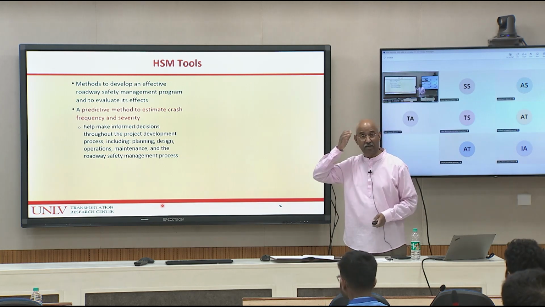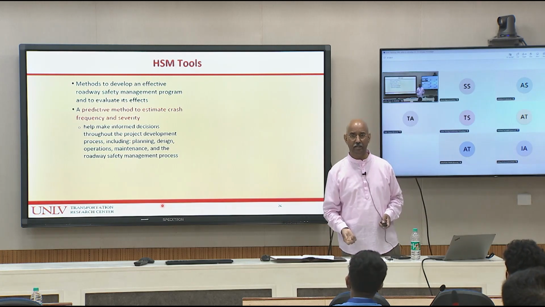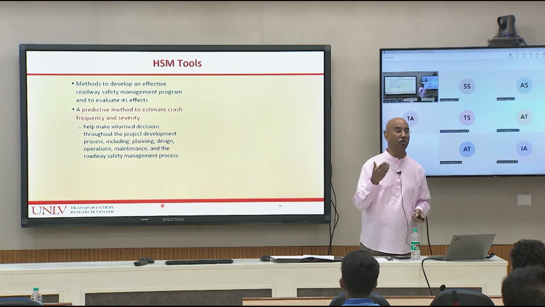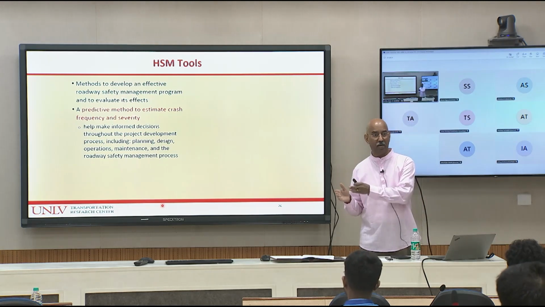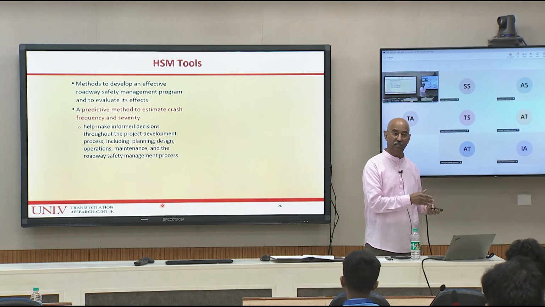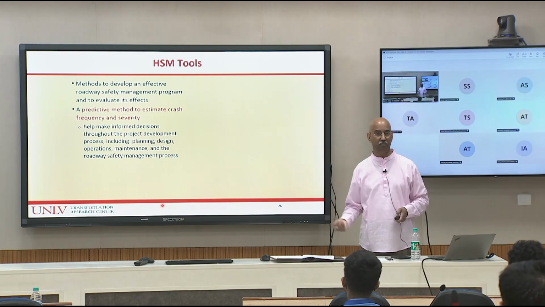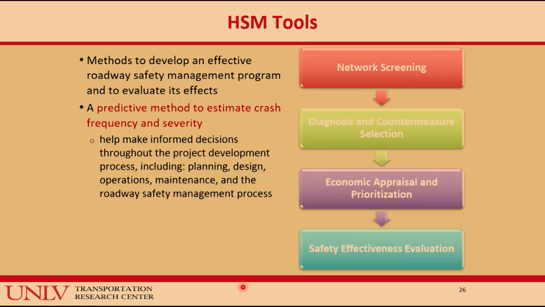So the next several slides have a lot of text in them, but I will speak to them in a few seconds per slide. Bottom line, what I haven't read here is that it provides and offers a set of predictive tools to estimate the frequency of crashes and the severity of crashes due to different types of interventions of safety improvements. So here are the steps. I'm not going to describe it in detail. The first is network screening, so you look at what you have. Then the diagnostic and countermeasure selection.